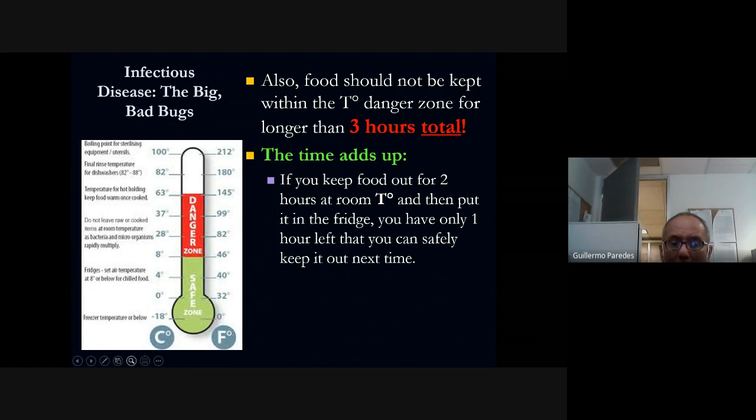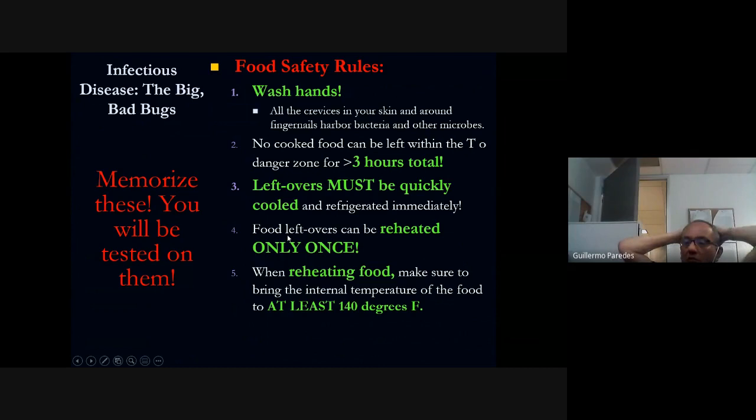Yep. All right. Again, food safety rules: wash hands. One of the first things you're going to learn in fundamentals is how to wash your hands. Okay? They're going to teach you very much on that. So wash hands. Then maximum 3 hours, leftovers must be quickly cooled and refrigerated immediately. Makes sense. Leftover food can be reheated only once.